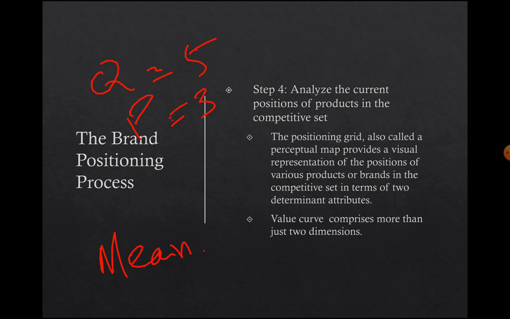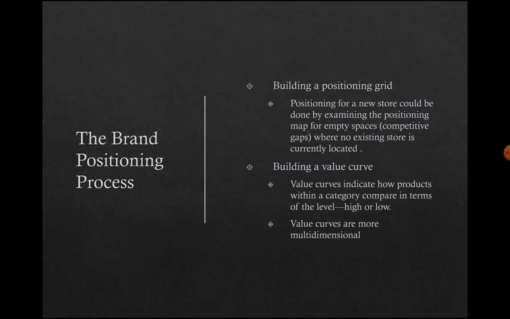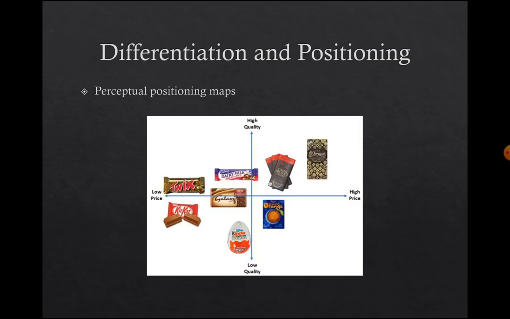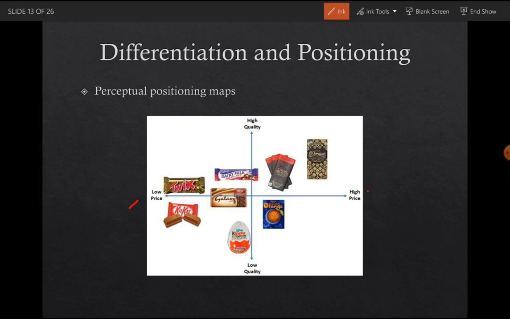Now what initially happens is that when you prepare this positioning map, you prepare a four-quadrant chart. For example, high quality towards low quality, and high price and low price. So these are the four quadrants. In those four quadrants, you fit in all the brands that you have.